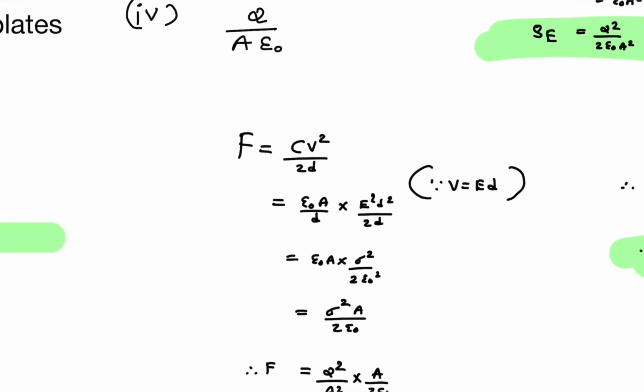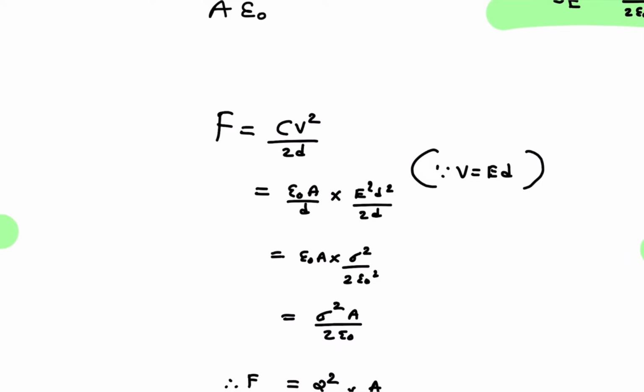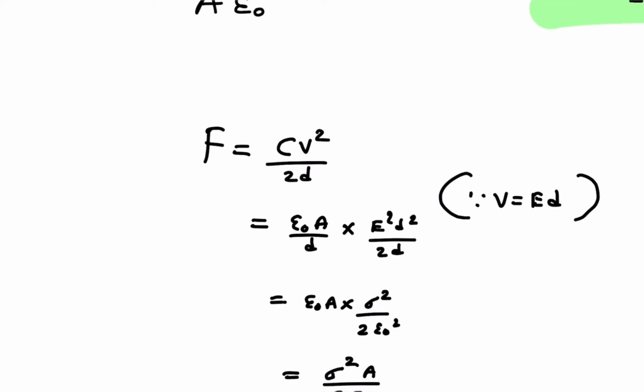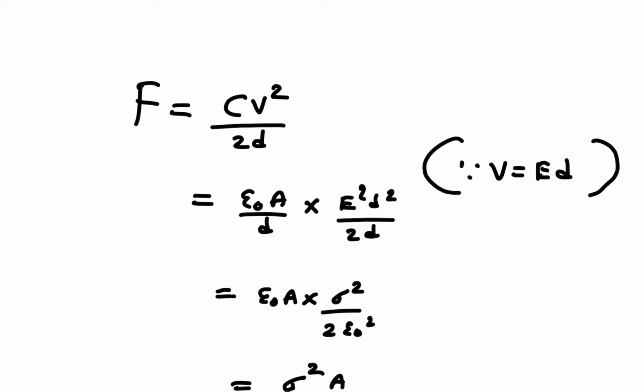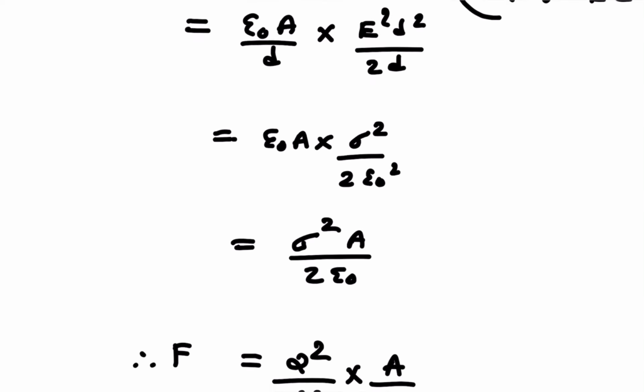Now the force between the two plates: F is equal to CV square by 2D. Put the value of C, the parallel plate capacitance, which is equal to epsilon naught A by D, and in place of V we can write E into D. So V square becomes E square into D square. In place of C we can write epsilon naught A by D. So it comes out to be E square A by 2 epsilon naught.